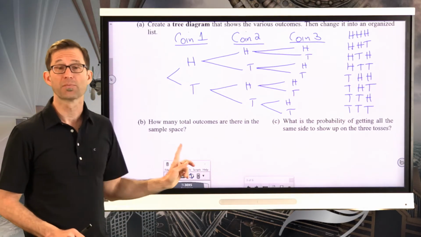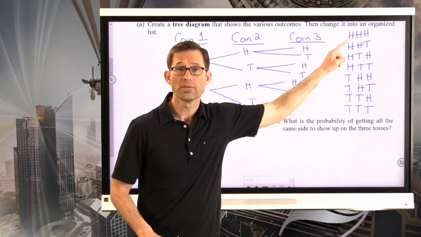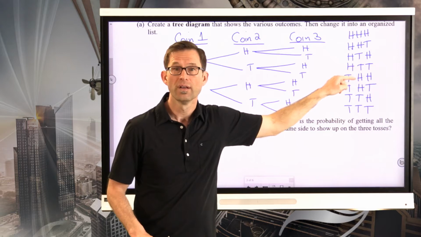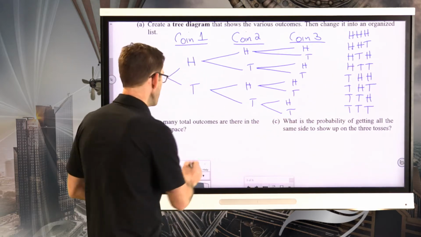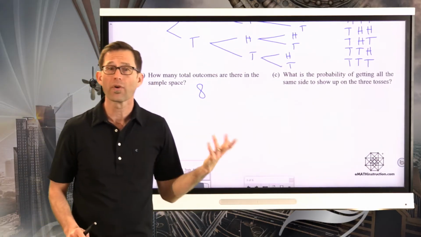Now, letter B is pretty easy. How many total outcomes are there in the sample space? Well, let's just list them. 1, 2, 3, 4, 5, 6, 7, 8. There's 8 of them. Now, let's get back for just a moment to talking about why there are 8.